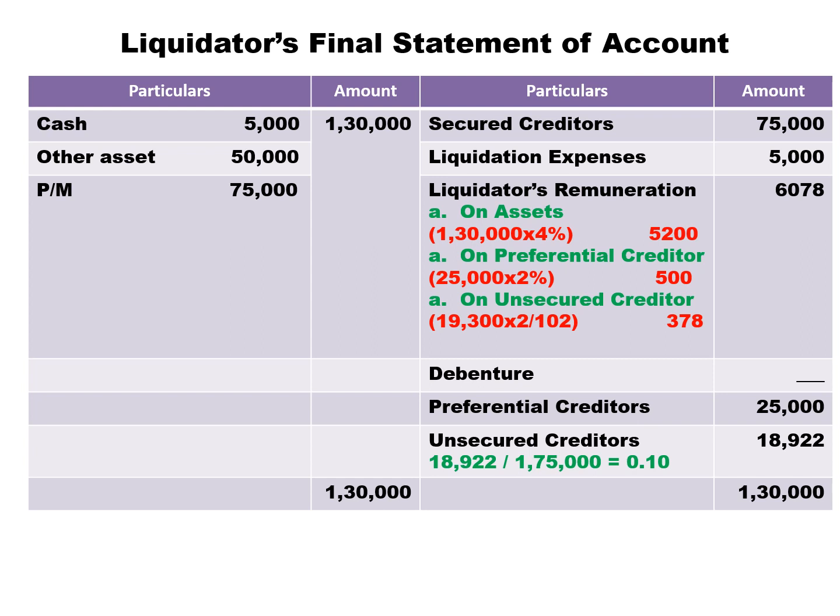Next we have debenture. We don't have any debenture. Then we have preferential creditors 25,000. We have to pay preferential creditors 25,000. And now let us check how much amount we have with us. So receipt side we have 1,30,000.